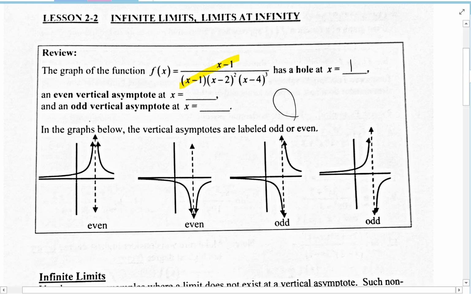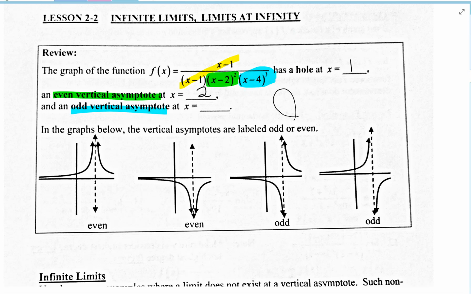And then our even vertical asymptote is any vertical asymptote that has even multiplicity. So something to the power of 2, 4, 6, 8. This is my even vertical asymptote. And what makes that equal to 0? Positive 2. My odd vertical asymptote, this one has odd multiplicity. It's to the power of 3. So if it's to the power of 1, 3, 5, 7, 9, okay, odd vertical asymptote at x equals 4.